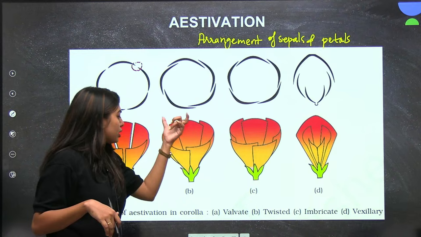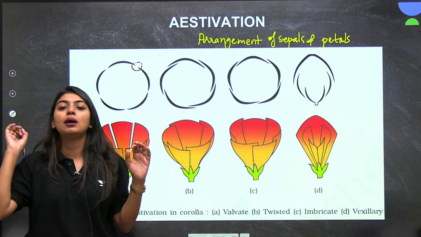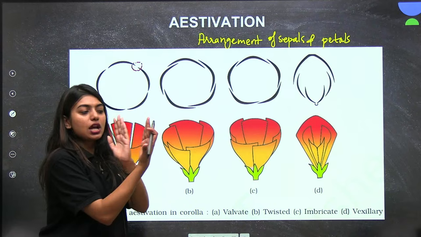Next one we have twisted aestivation. If you have a hibiscus plant now, please run, pluck the flower and come back. You will see twisted aestivation there. That means one petal is overlapping another petal.